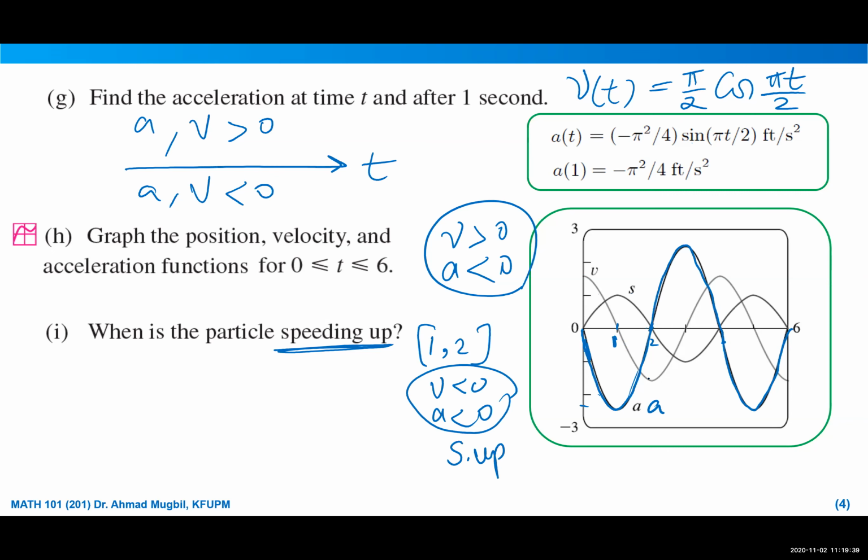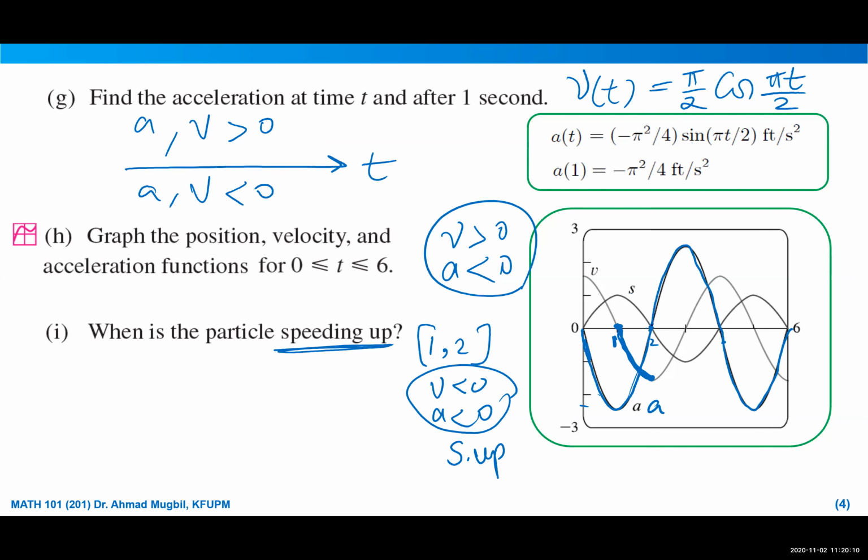Now, you can also know it from the velocity; there is no need to focus on the acceleration. Look from 1 to 2. What happened to the velocity? It is decreasing and negative. So when it is decreasing and negative, it will speed up. When it is positive and increasing, it will speed up. It will slow down if it is decreasing and positive, or increasing and negative.